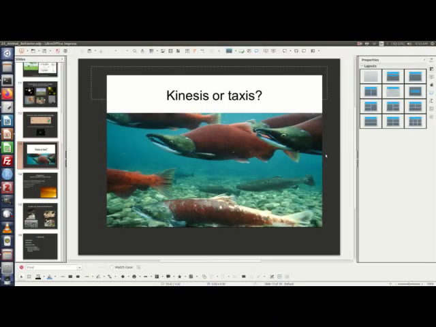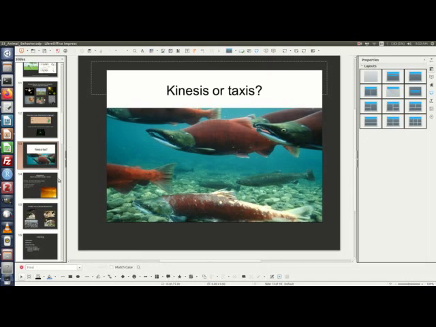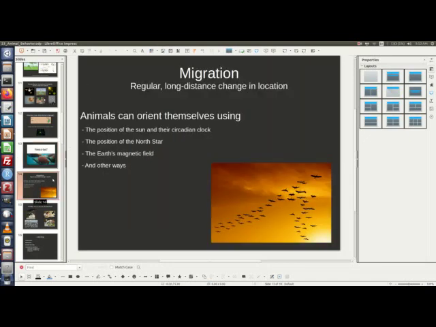Alright, so how about this? Is this kinesis or taxis? Salmon returning to the exact spot where they were born in order to spawn. I'll let you think about that one. Okay, we've also got migration, alright, similar to taxis, but regular long distance change in location.